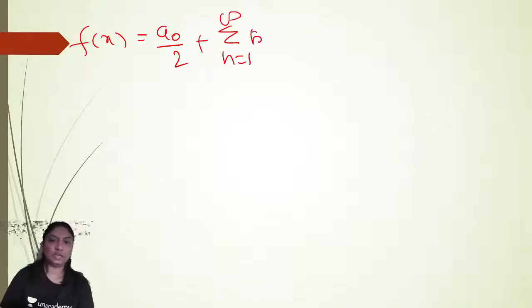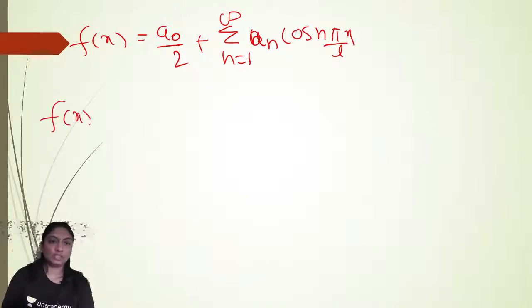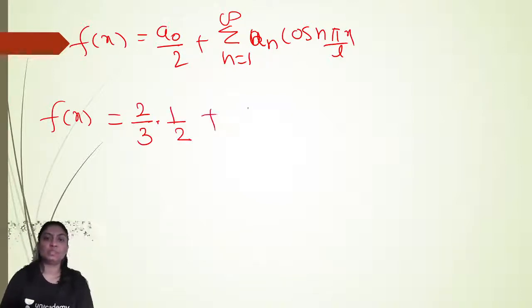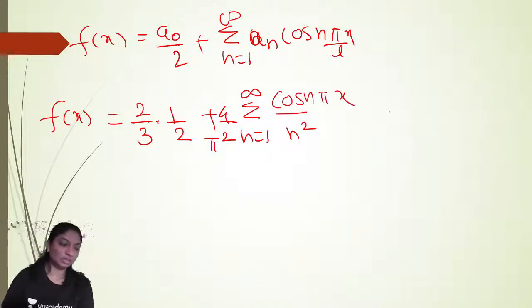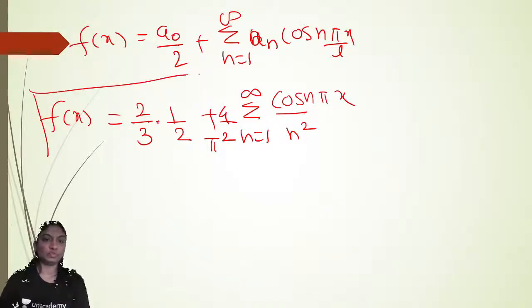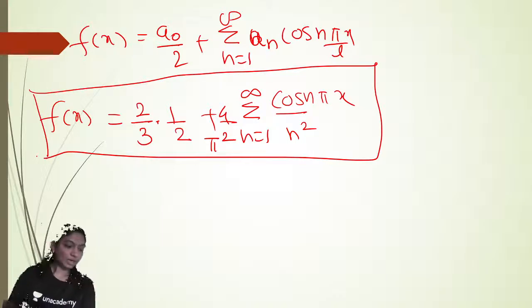Now put the value of a n. So you will get f of x is equal to a0 by 2 plus summation n varying from 1 to infinity a n into cos n pi x by L. So here f of x is equal to the value of a0 is 2 by 3 into 1 by 2 plus summation n varying from 1 to infinity, value of a n is 4 upon n square pi square. So 4 upon pi square is constant, so take it outside: 1 upon n square into cos n pi x by L. L is 1. So cos n pi x upon n square. This is your half-range Fourier cosine series. I hope you are getting it clear.